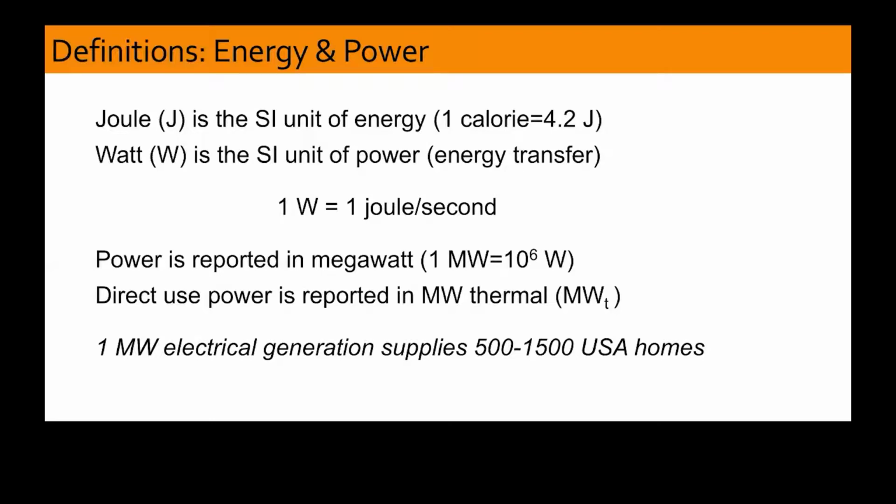Geothermal systems produce thermal power, and this is converted to electrical power by various means discussed later on. Such power conversion has 10 to 15% efficiency. Thermal power is reported as such generally in respect to direct use. In the United States, 1 megawatt electrical can provide for between 500 and 1,500 houses, depending on climate and the use of electricity within the household.